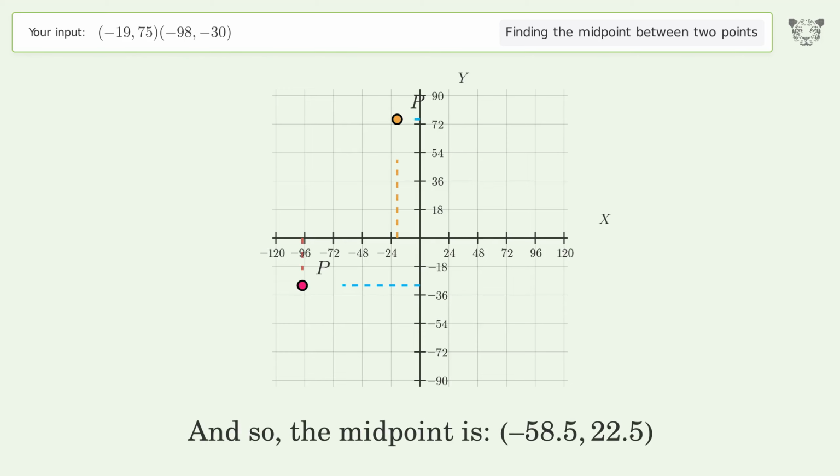And so, the midpoint is, negative 58.5, 22.5.